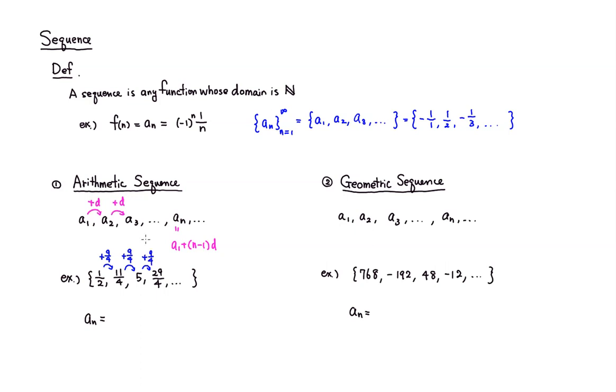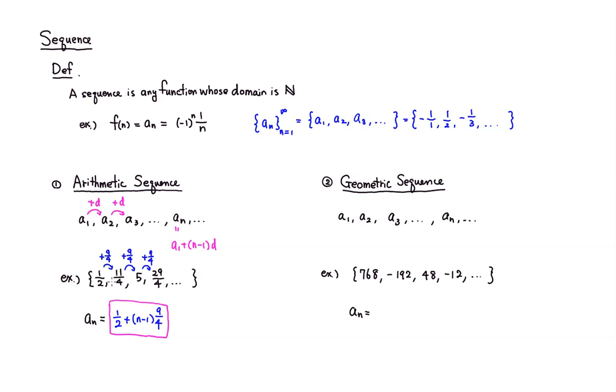So we can have a formula. The formula for the nth term is going to be the very first term, which is 1/2, plus (n minus 1) times d, and d in this case is 9/4. So this is the formula for this particular arithmetic sequence.